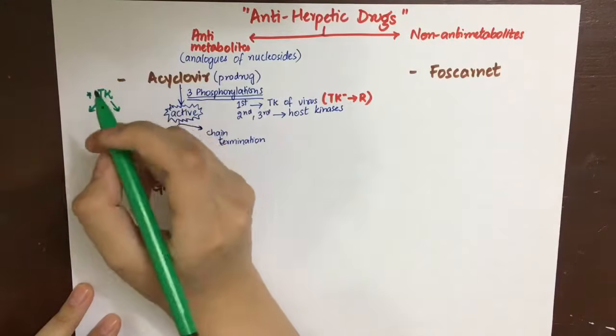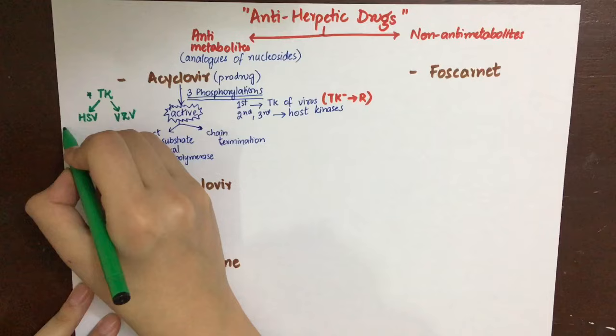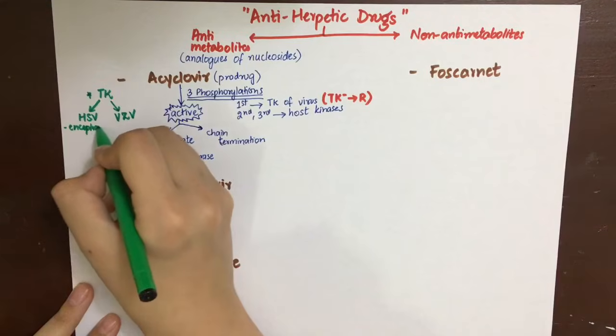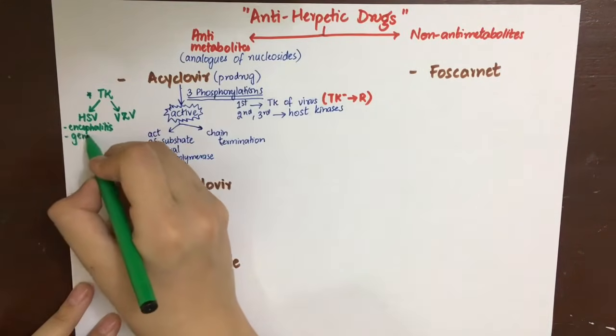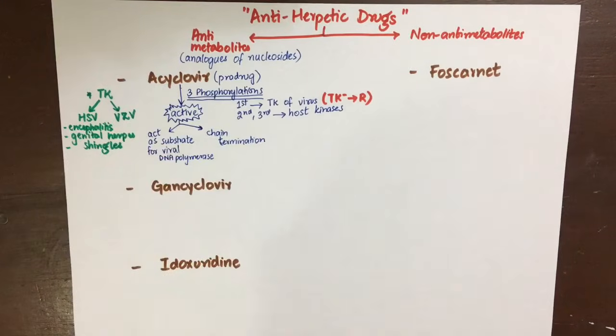As we saw that acyclovir needs the first phosphorylation by the thymidine kinase of the virus, it will be only active against those viruses which have this enzyme, that is HSV, herpes simplex virus, and varicella zoster virus, VZV. Acyclovir is the drug of choice for encephalitis that is caused by HSV, also in genital herpes where it reduces the frequency and severity of the herpetic lesions. It is also useful in herpes zoster, mucocutaneous HSV, and herpetic whitlow, that is a nail bed infection.